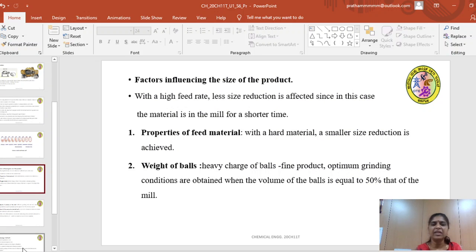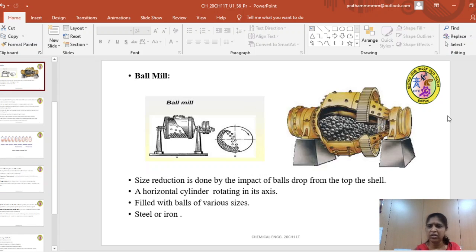So what are the factors which influence the size of the product? Before going to the factors influencing the size of the product, I think you have understood the size of the balls, what material they are made of, and what volume of balls should be there inside the ball mill, that should be 30 to 50% of the volume. What is the size of the balls? The size of the balls will vary from 12 millimeter to 125 millimeter, ವೆರಿ ಆಗುತ್ತೆ.